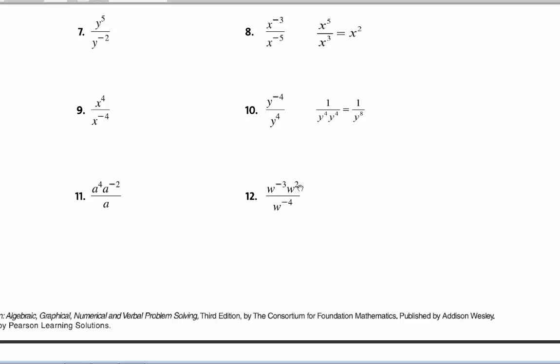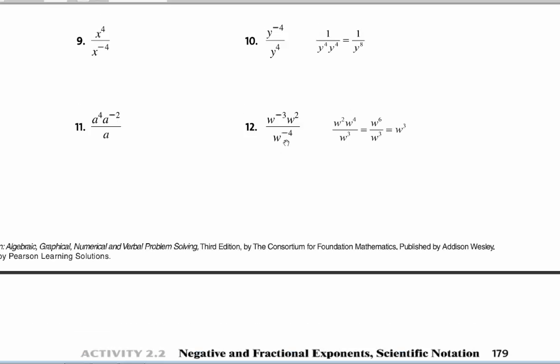Number 12, the w squared, that's a positive exponent, so I'm going to leave that where it is. The w to the negative 3 I'm going to bring down to the denominator and make the 3 positive. The w to the negative 4 in the denominator, I'm going to bring up to the numerator and make the negative 4 positive. So you can see the w squared stays where it is. The w to the negative 4 comes up top, and we make the exponent positive. And the w to the negative 3 comes down, and we make the exponent positive.